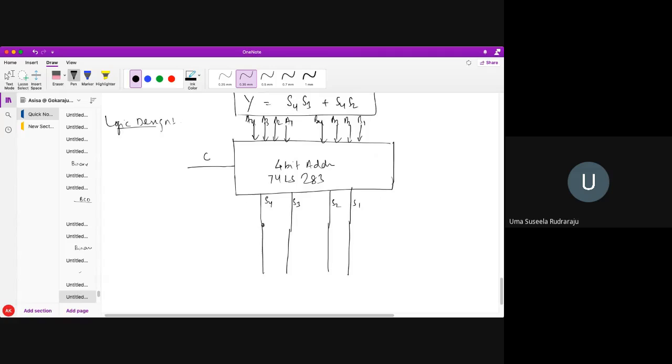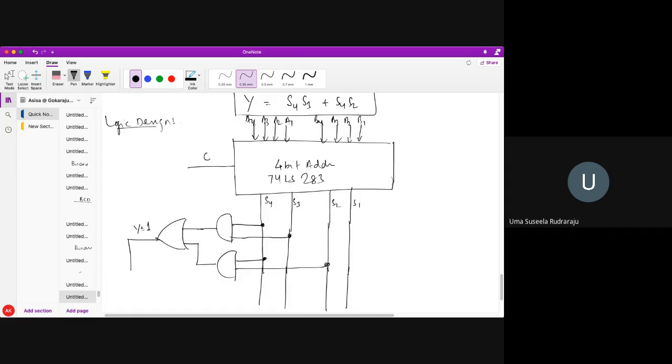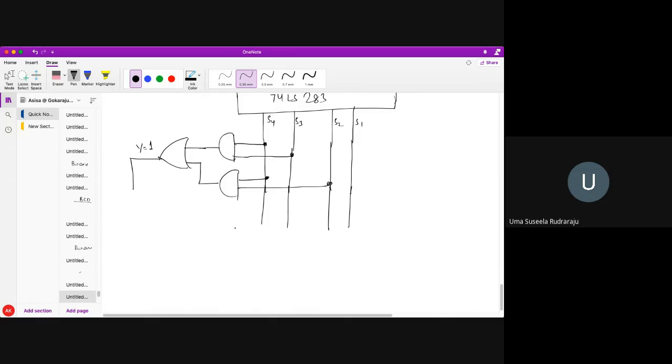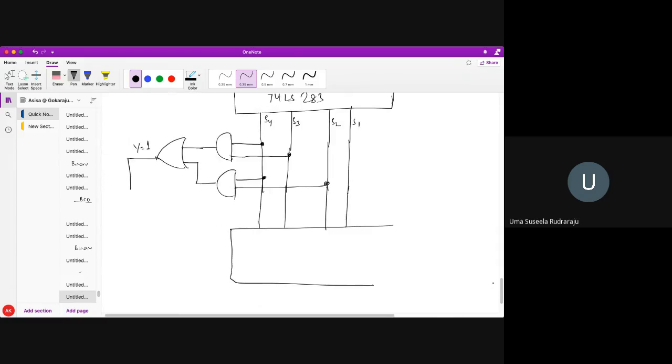So see here how I am designing S4, S3. Please try to understand, very important concept. S4 S3 plus S4 S2. If this is 1, this is Y. If this is 1, what I need to do, students? I have to add to this sum, whatever I have got here, this sum. Just has to extend it. It's very important.